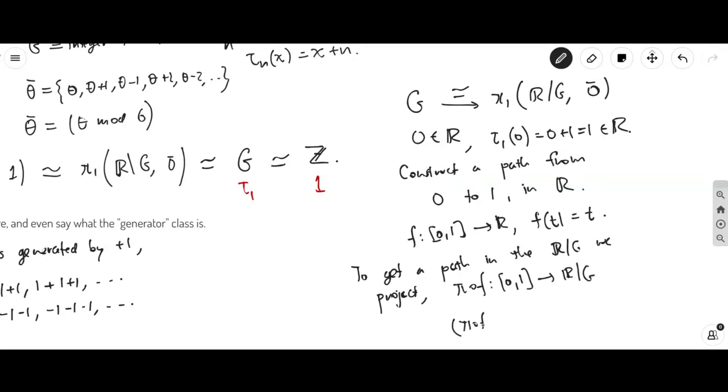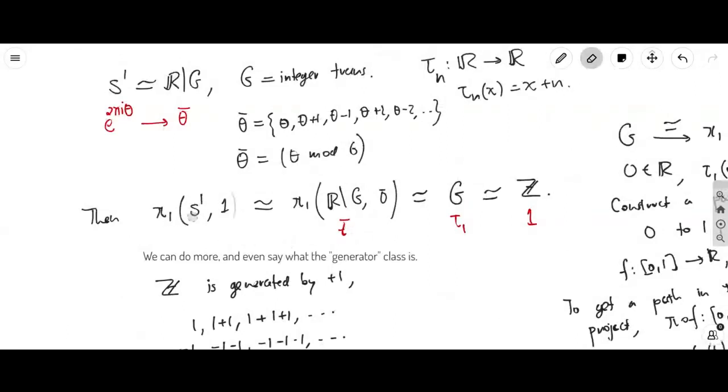And this map would be given by t, but we would write t bar, because t bar just means it's the class of t. So here, let's just write it, the corresponding path over here would be given by the formula just t bar.